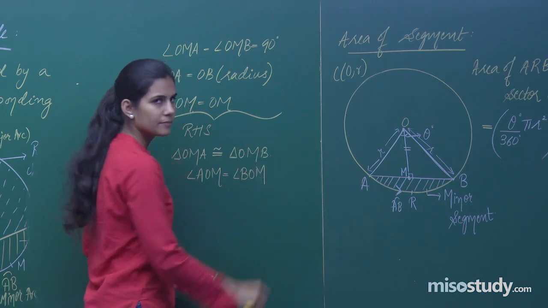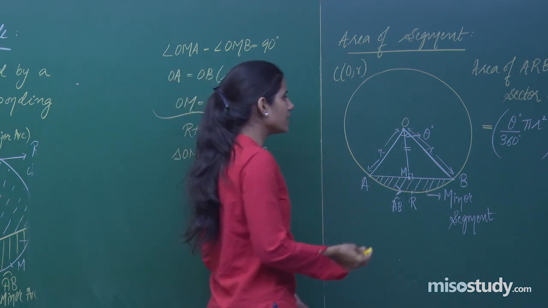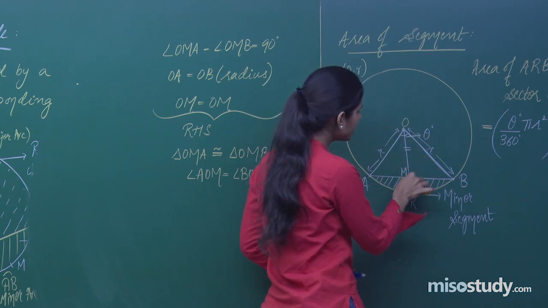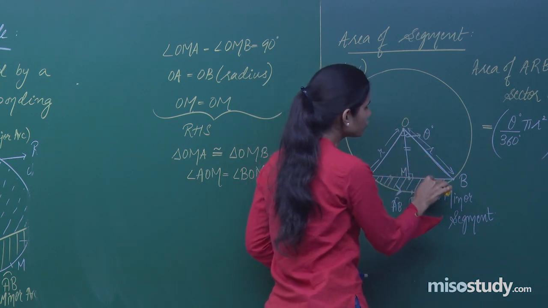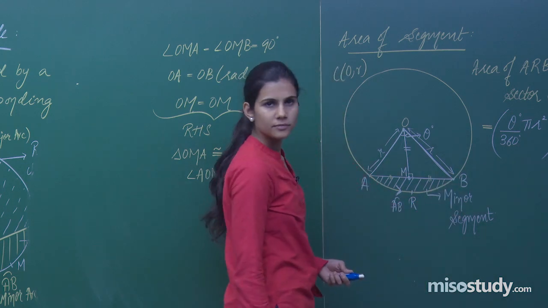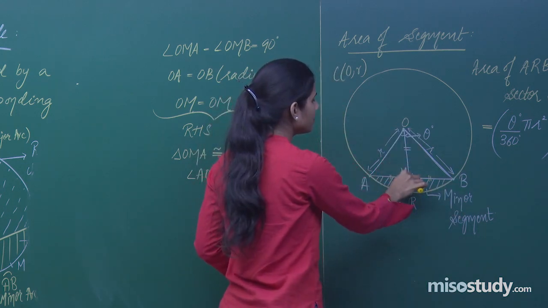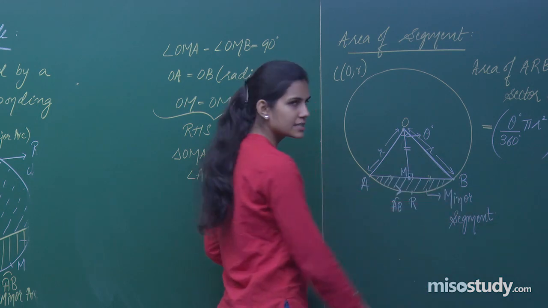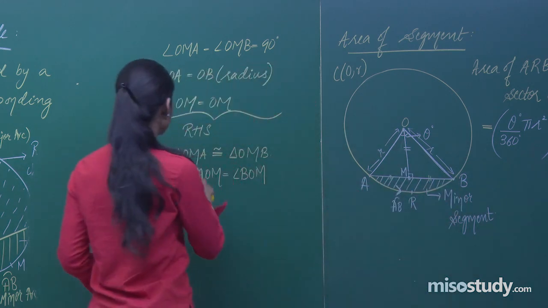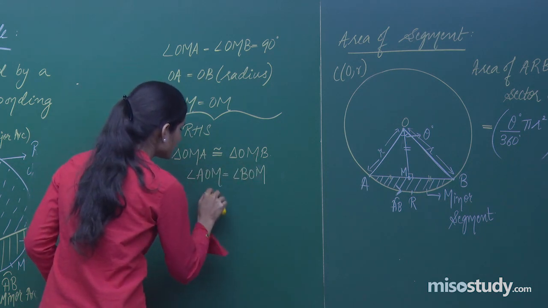BOM. Moreover, if you already remember the result that a line perpendicular from the center to the chord bisects the chord into two halves, so I have AM is equal to MB. A line perpendicular from the center to the chord bisects the chord. So I already by that result have AM equals MB, or it also comes from here AM equals MB as a part of CPCT.